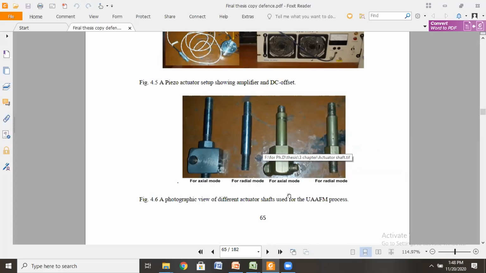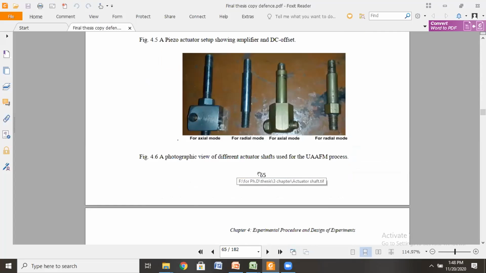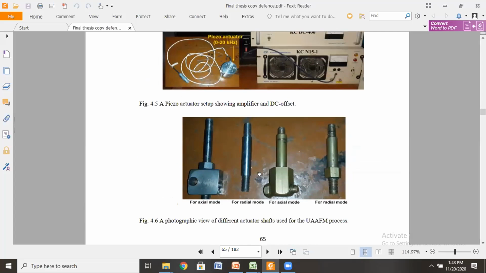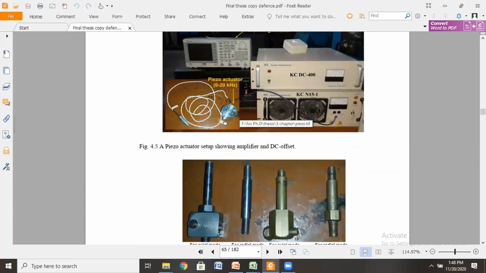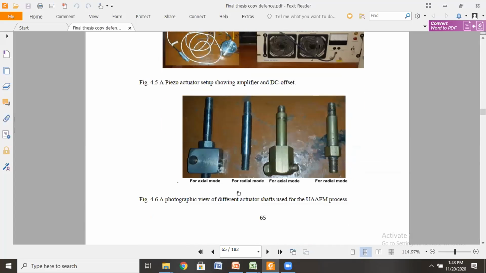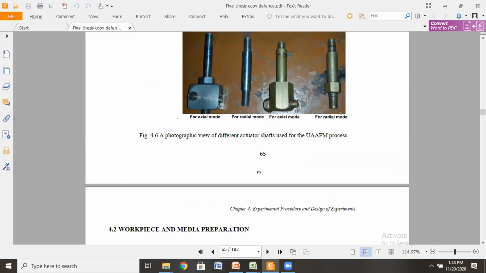There is a slight change in the effect of vibrations. Once you check the vibrations with the diode and also with a high speed camera, we can cross-check what vibration is applied. So there is some slight variation, and based on that, we choose the best one for radial and axial.